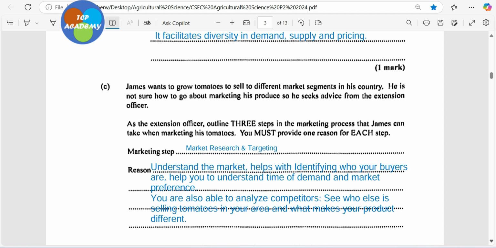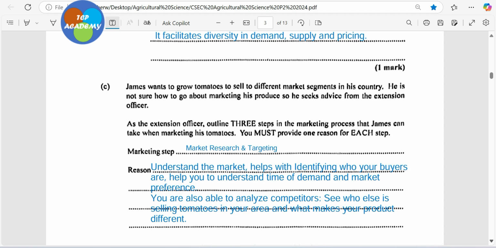It helps you to understand the time of demand. You don't want to be planting sorrel for summer. No, that is not going to be the best thing. And you need to look at the market preference. What size tomato is it that the market is looking for? That is going to be very important in the market preference. When do they want a tomato? Do they want a tomato green? Do they want a tomato ripe? That is very important in doing the market research.